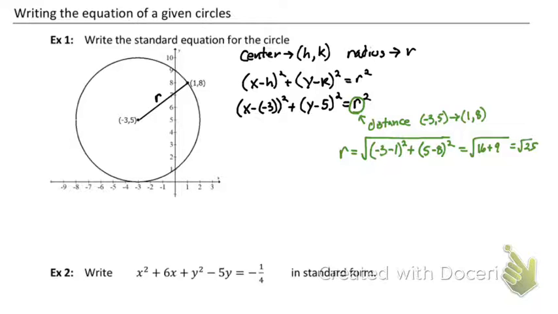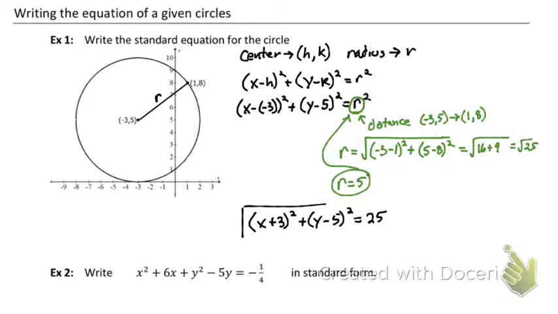So now we can go ahead and throw that value in. Now we know that r equals 5. We just need to throw that in, and we're done. So we're going to have (x, and I'm going to change this to plus 3) squared, plus (y minus 5) squared equals 5 squared, which is 25.